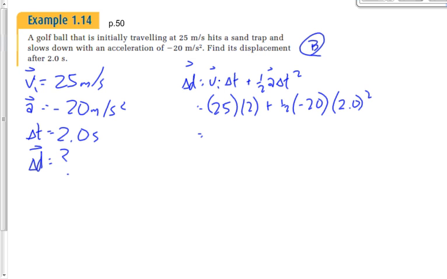All right, 25 times 2 is 50. 1/2 of neg 20 times 2 squared would be neg 40. So it's 50 minus 40, which gives us a displacement of 10 meters. Is that right? Boy, oh boy. That's a deep sand trap we got there. If this ball can embed itself in the sand trap to a depth of 10 meters. 10 meters, by the way, is about the width of this classroom. So if it can go that deep into the sand trap, good luck hitting your next shot.